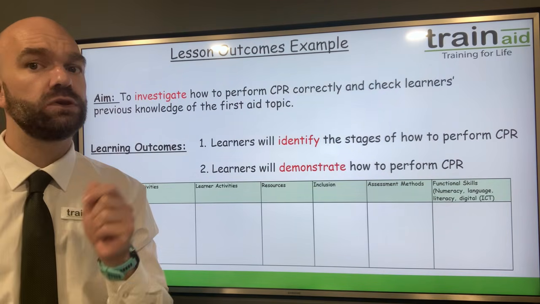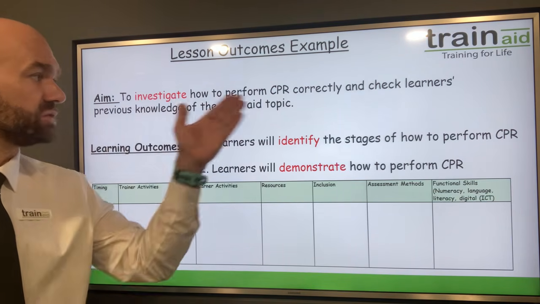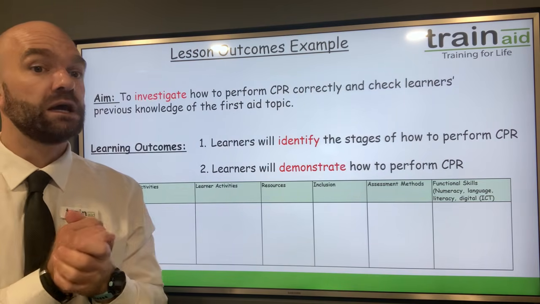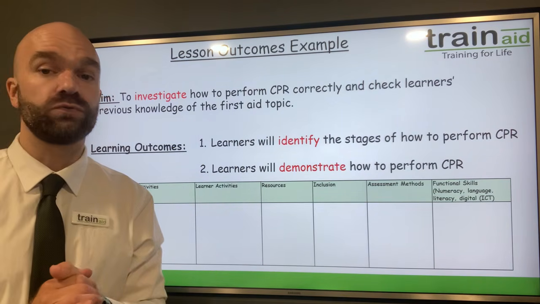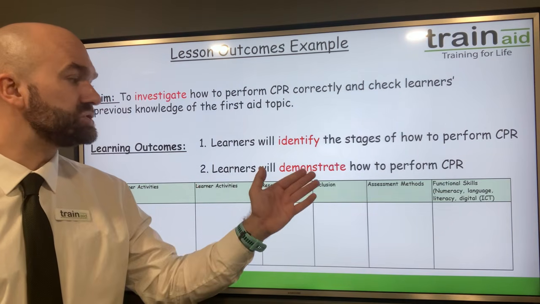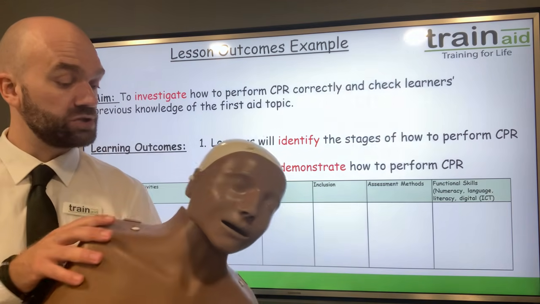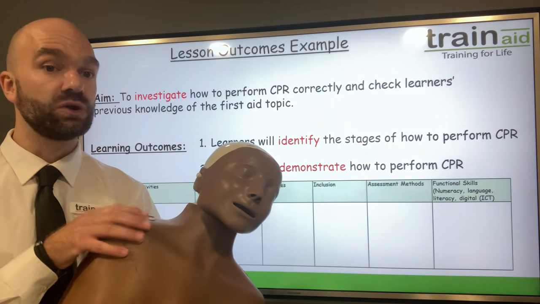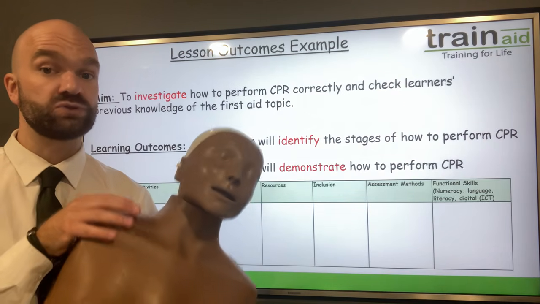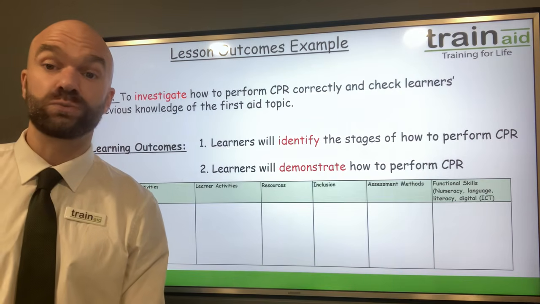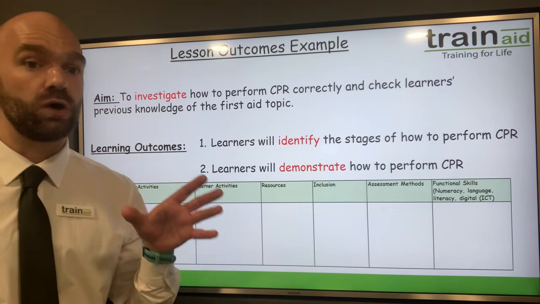Okay, so let me give you an example of 2 of my lesson objectives. Here I have the aim, which is obviously focusing on how to perform CPR. The 2 outcomes are: learners will identify the stages of how to perform CPR, and learners will demonstrate how to perform CPR. Within the microteach that I am going to demonstrate, I would like all of my learners to identify and say the stages of how to perform CPR, and they will also demonstrate how to perform CPR as well. So here we have the theory and the practical side of CPR.